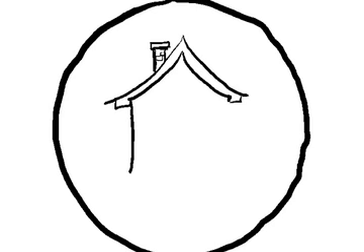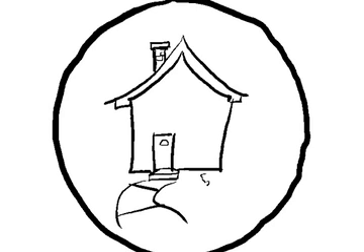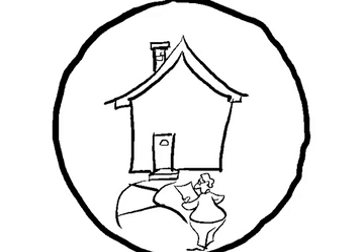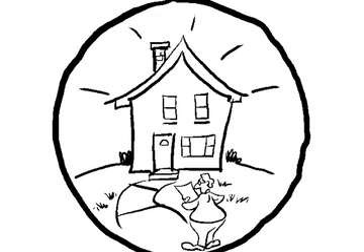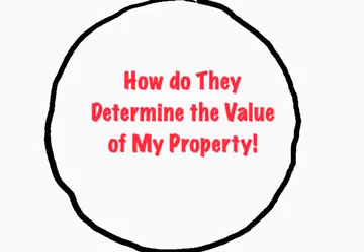Although taxes are assessed on a triennial basis, nothing prevents the Cook County Assessor from performing an assessment in any given year if determined necessary. How do they determine the value of my property?